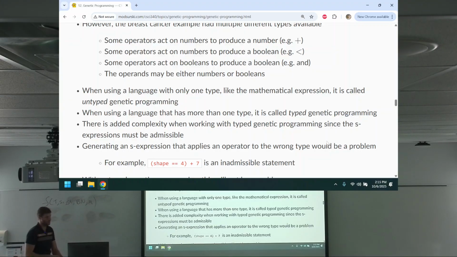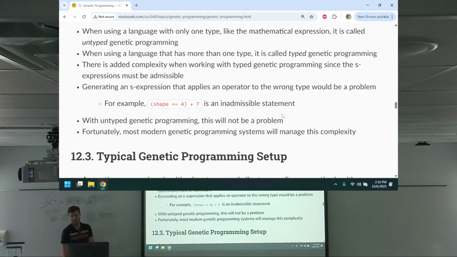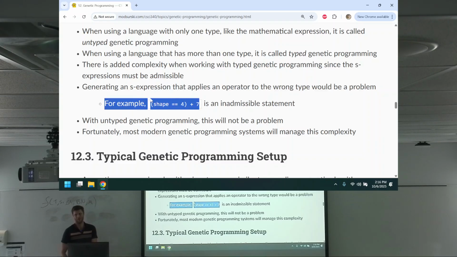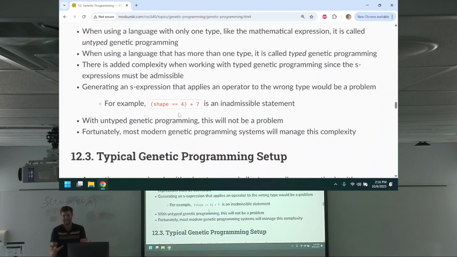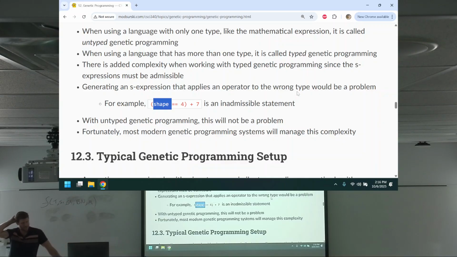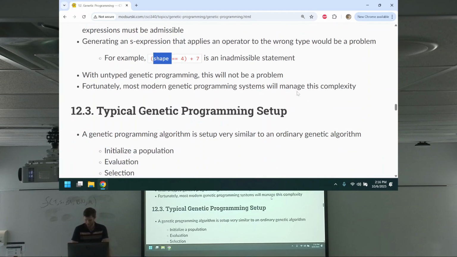Like shape is equal to 4 plus 7 is obviously a ridiculous statement. Because true, I mean, the computer would probably say it's 8, right? But it's really not what we intended. Assuming this is true, true plus 7 is 8, everyone knows that. But of course, nonsense for our needs. With untyped, it's not going to be a problem. Fortunately, most modern genetic programming systems deal with this complexity for us, which is really nice. Back in my day, though, they made us implement it. Lucky for you, you've got it good.